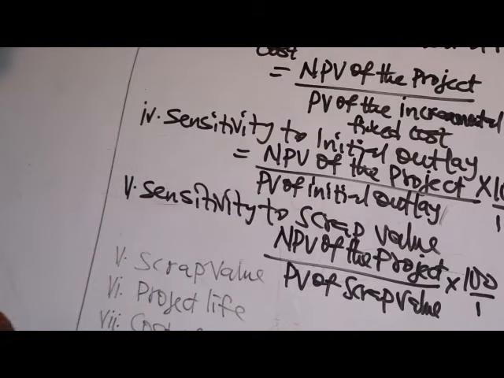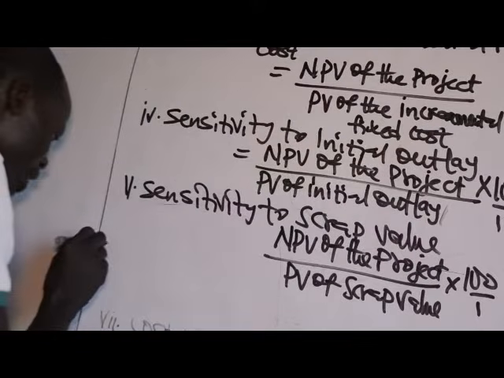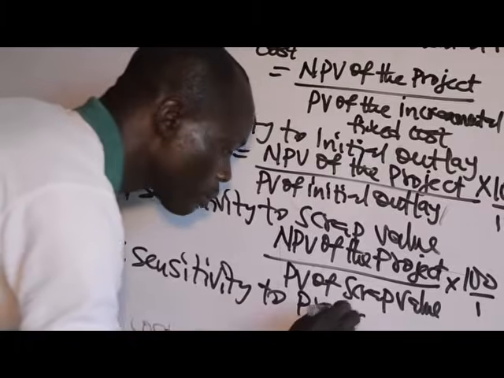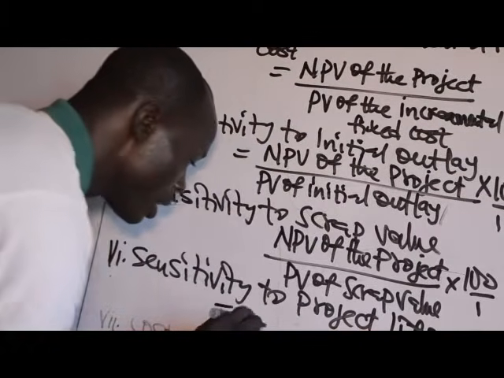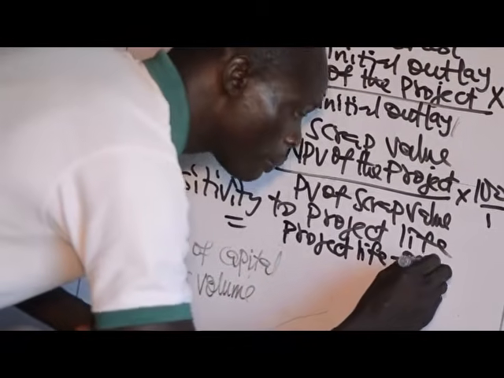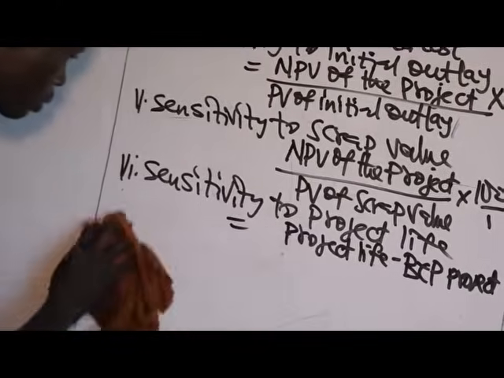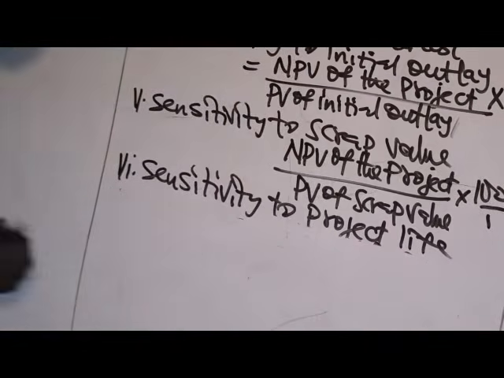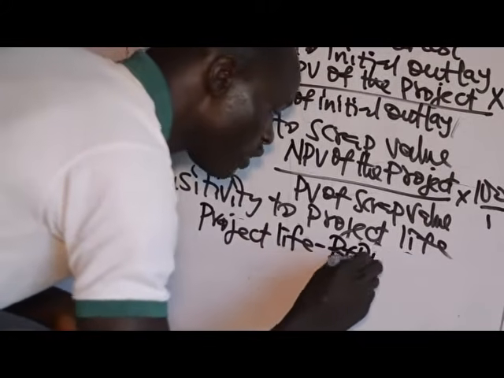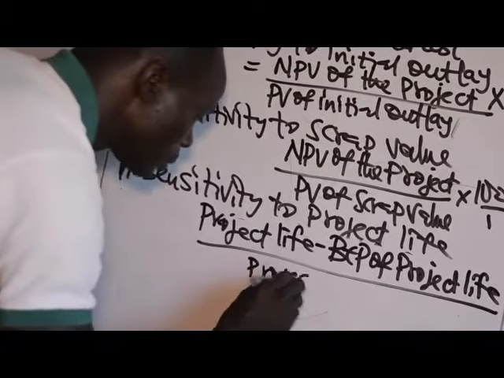Number 6, sensitivity to project life, and that will be project life minus break-even point of project life over project life.